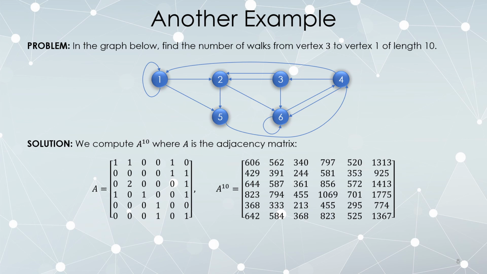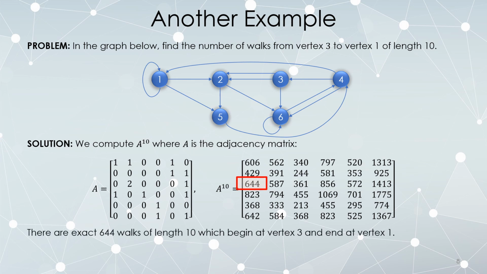Now if I compute A to the 10th, I've given it here. How many walks of length 10 begin at vertex 3 and end at vertex 1? We just need to find the third row, first column of this matrix, and here it is. There are 644 different walks of length 10 that begin at vertex 3 and end at vertex 1. And that's really all there is to it. To count walks of a given length going from one vertex to another in a graph, simply form the adjacency matrix and start taking powers.